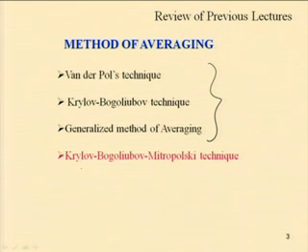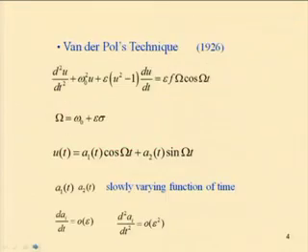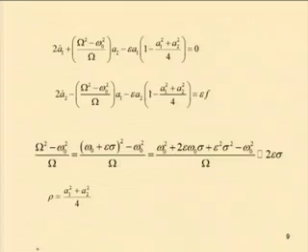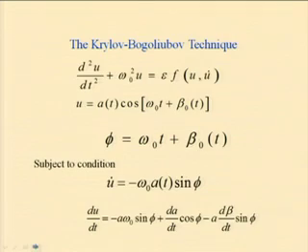This method is the extension of the Krylov-Bogoliubov method. In the Krylov-Bogoliubov method, we consider the differential equation in this form: d square u by dt square plus omega 0 square u equal to epsilon f, which is a function of u and u dot. Then we assume the solution to be a(t) cos(omega 0 t plus beta(t)).